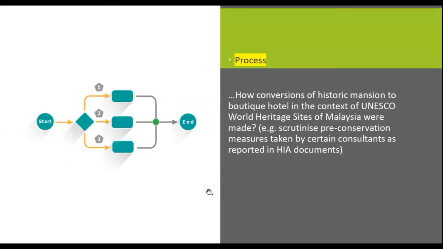The second one: a case can be any process. For example, the question goes like this: how were conversions of historic mansions to boutique hotels in the context of UNESCO World Heritage Sites of Malaysia made? The question is probing how we can understand the process of adaptive reuse, from a building that is originally a historic mansion, and how designers change it. So your case is basically the process that the consultants or designers followed in order to switch this historic mansion into a boutique hotel. This is the second type of case, process.